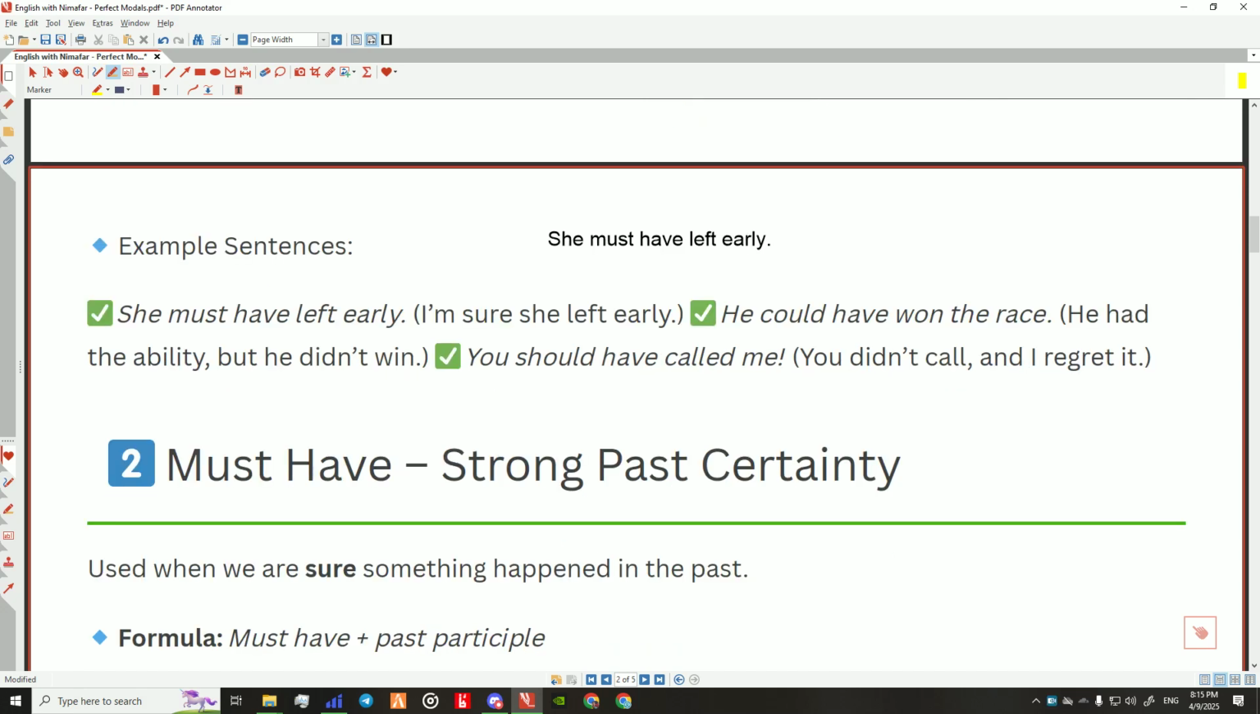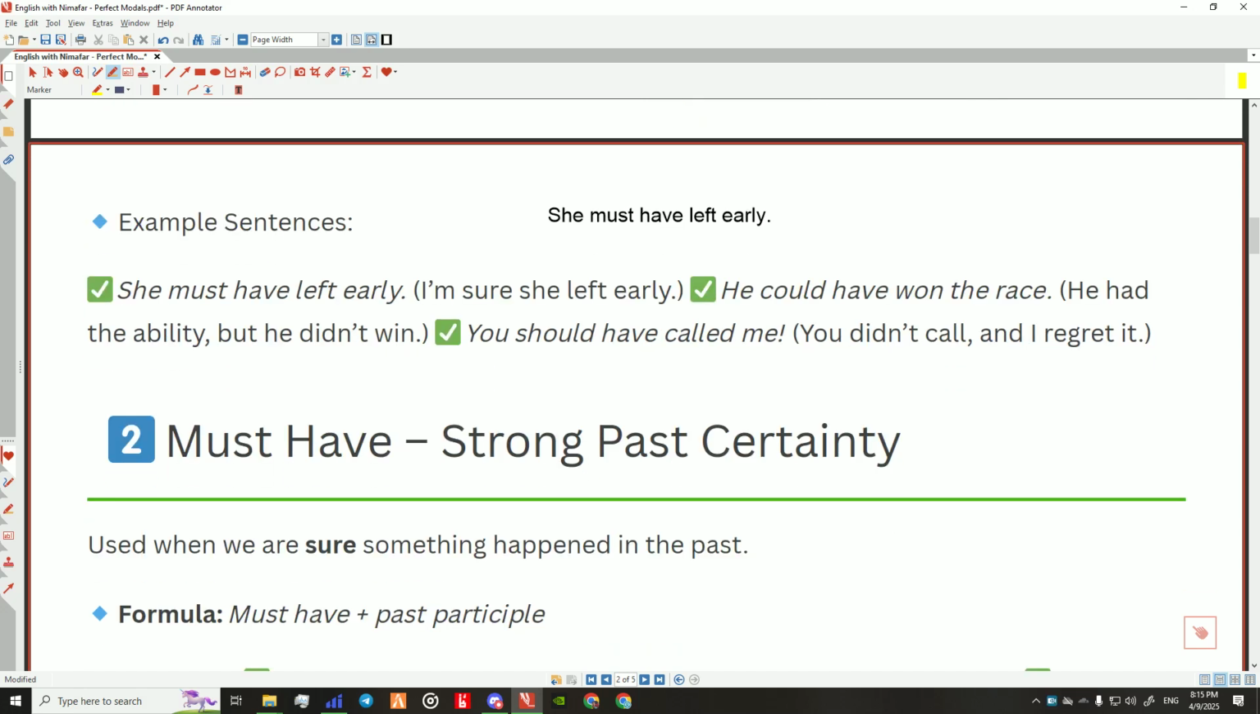Let's talk about must have. Strong past certainty. Use it when we are sure, not about regret, Royal. We use it when we are sure something happened in the past. Two keywords: sure, and something happened in the past. Some of you said "she will leave," "she should leave." No, not future or present. Past, past and past. When you are sure something happened in the past: she must have left early. You are sure that she left early.